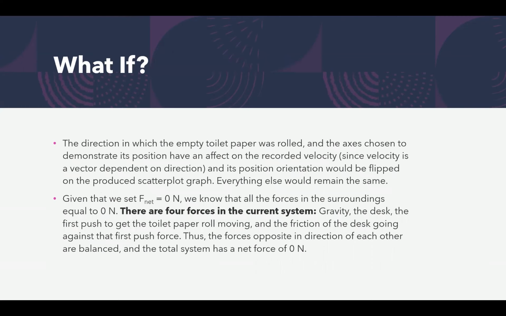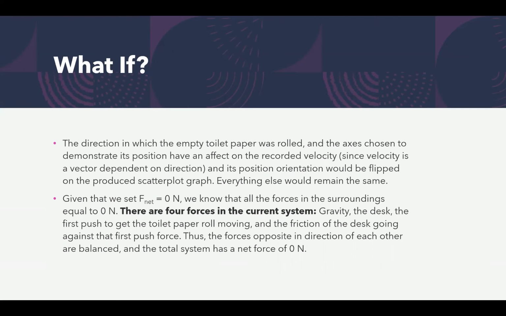Overall, Newton's second law was proven via the resulting data sets, but what if conditions were different? If the axis chosen at the beginning of the experiment were flipped, two things would change: the velocity, since it is a vector based on direction, and the position graph would have been flipped. Otherwise, everything else would have remained the same.